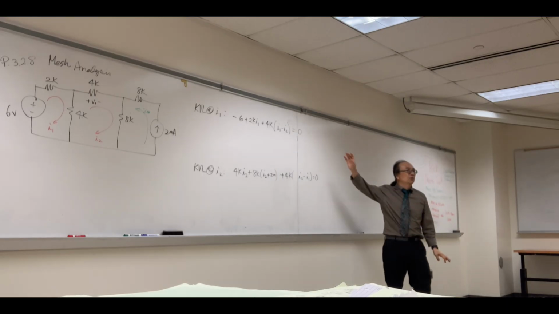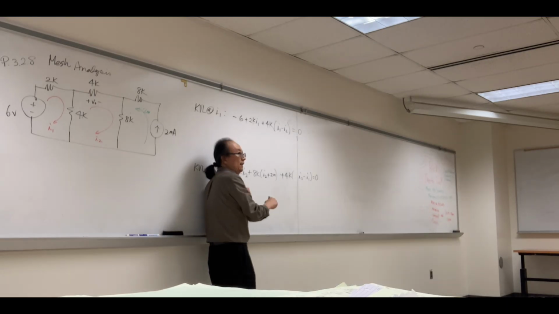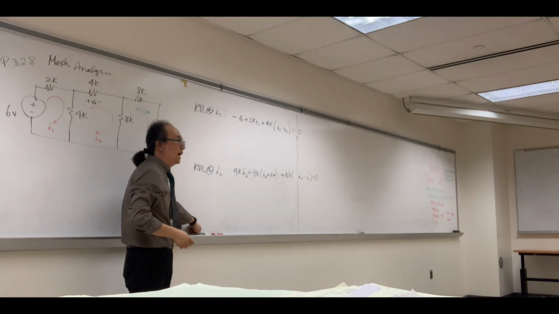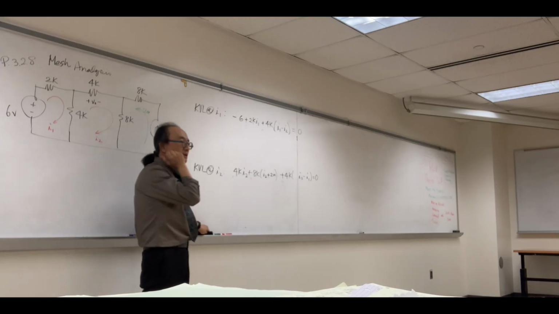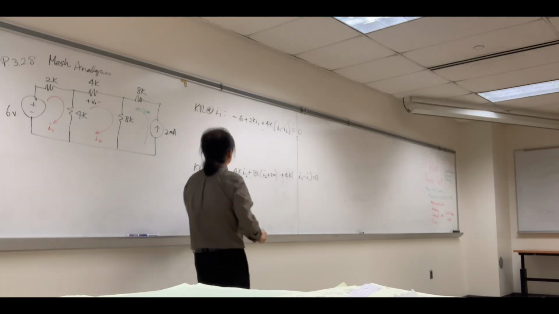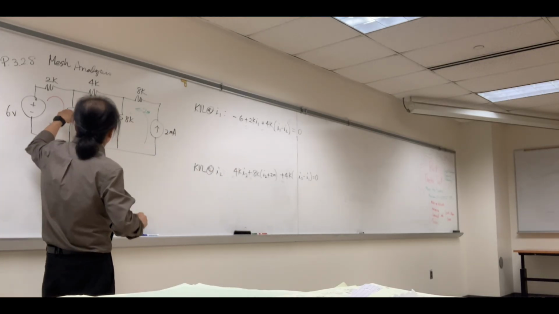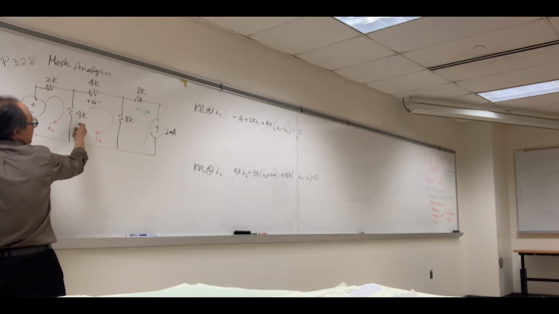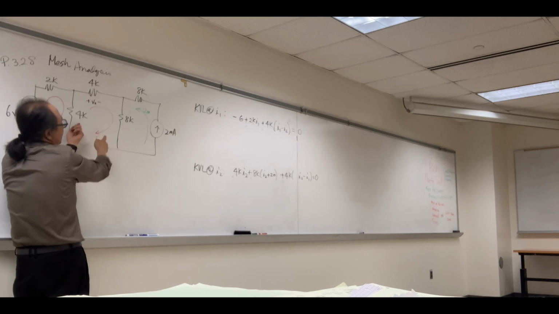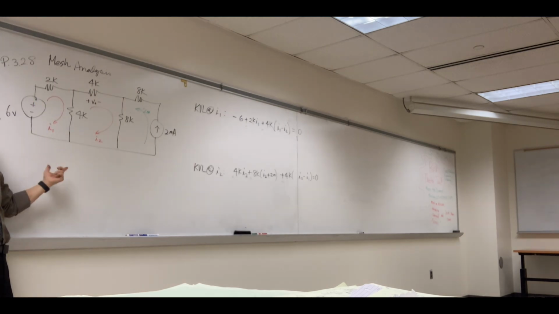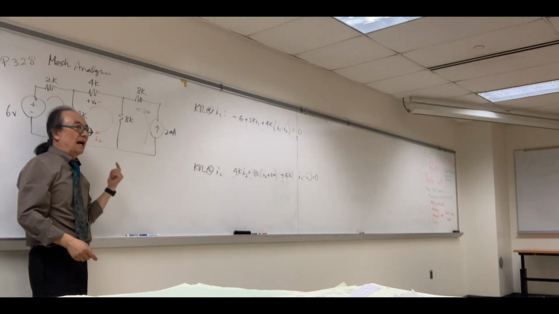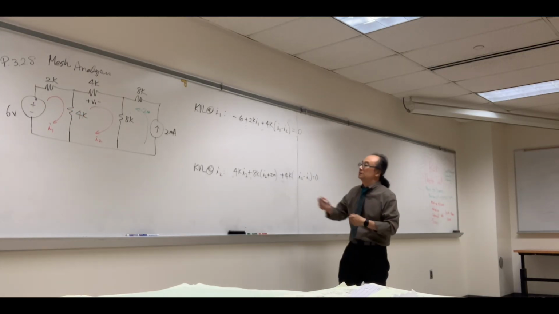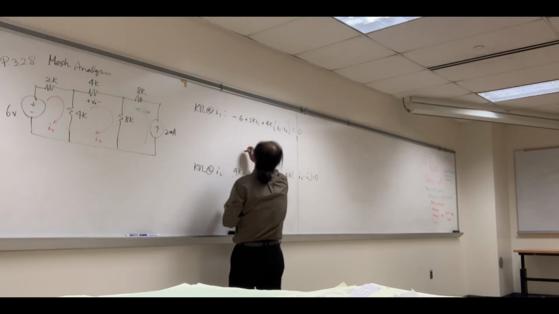So while you are doing mesh analysis, the I times R terms are all positive. Please note that, because when you have a quiz or exam, you may get confused: hey, the direction of the current is going this way, and this one is the opposite way, so maybe I need to put minus 4K times I sub 2. No, for mesh analysis, I times R is always positive. So now we have two equations and two unknowns. We need to just simplify that.